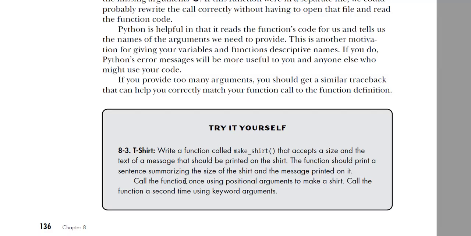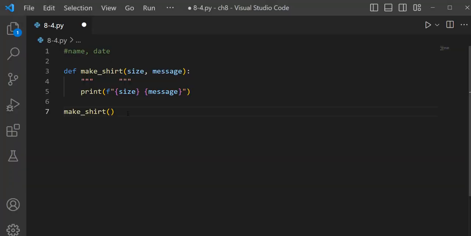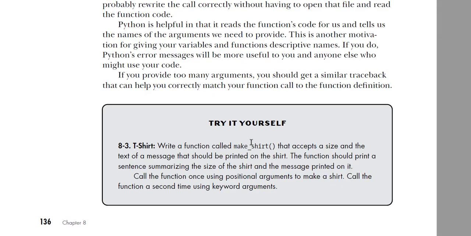It says call the function once using positional arguments to make a shirt, and then call the function a second time using keyword arguments. So we want to put in some positional arguments here. I'll let you do that too. Then this one is going to use keyword arguments, just as we went over them in the chapter. So that's 8-3.